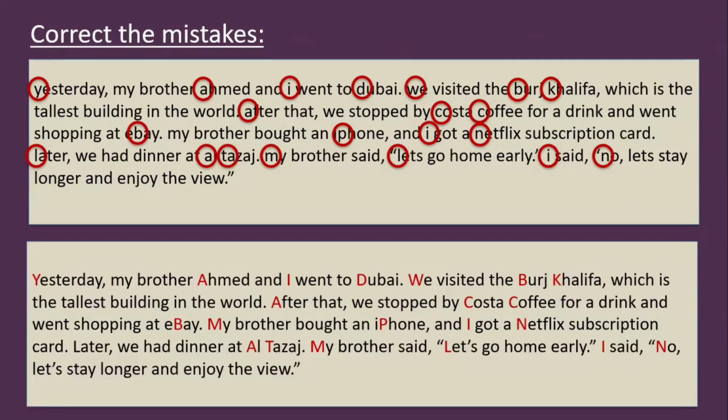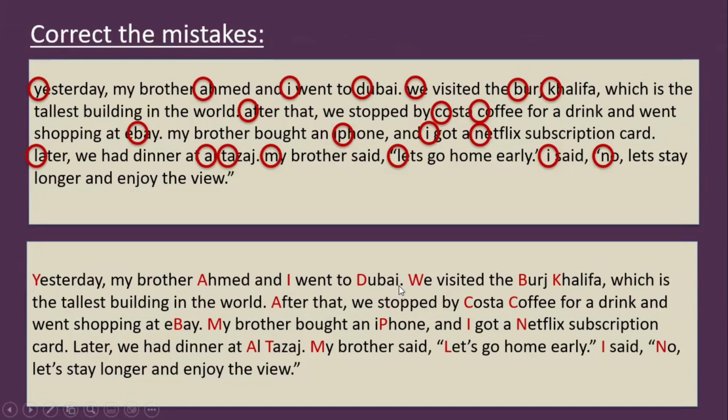Corrections are shown now, and we'll explain why. Of course, the Y needs to be capitalized here because it's the beginning of the sentence, and then Ahmed is a name of a person, and I should be capitalized all the time. Dubai is a name of a city, so it needs to be capitalized.